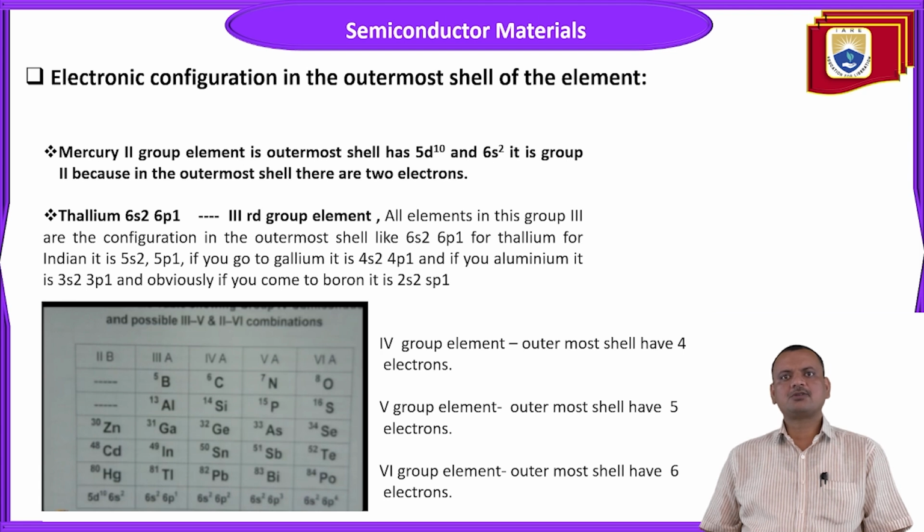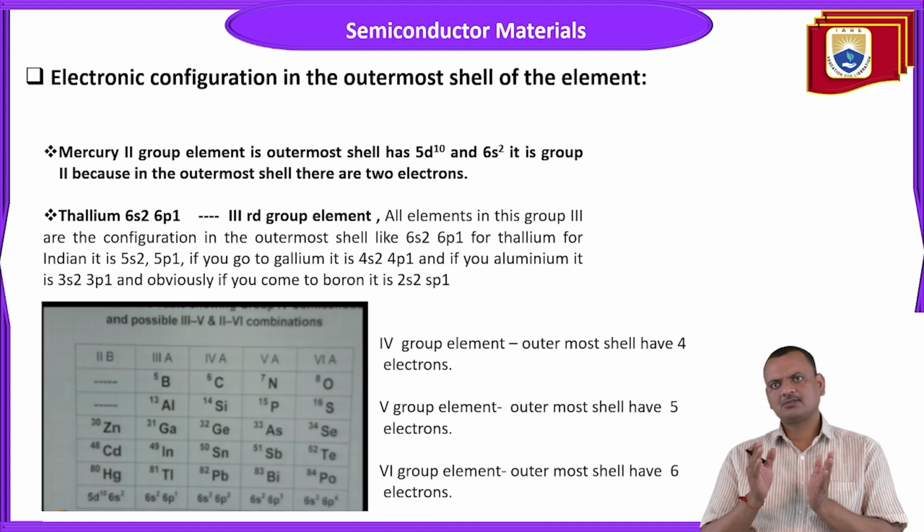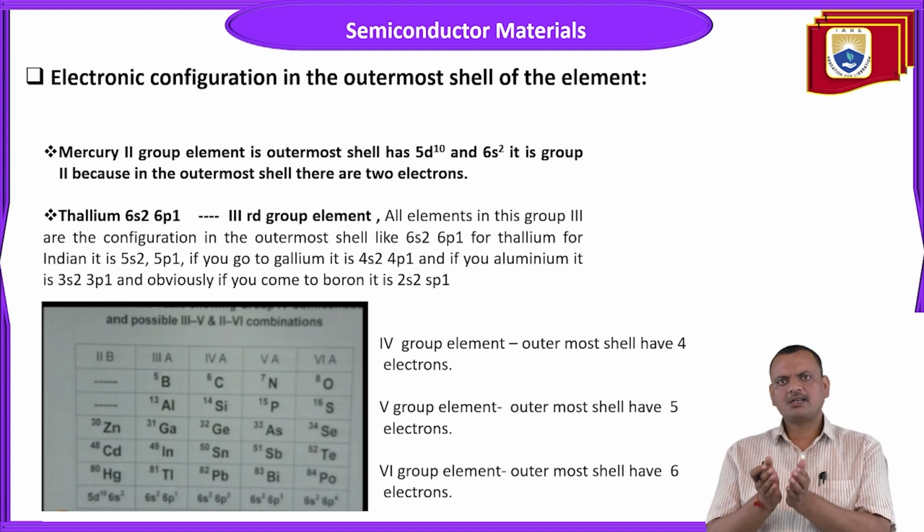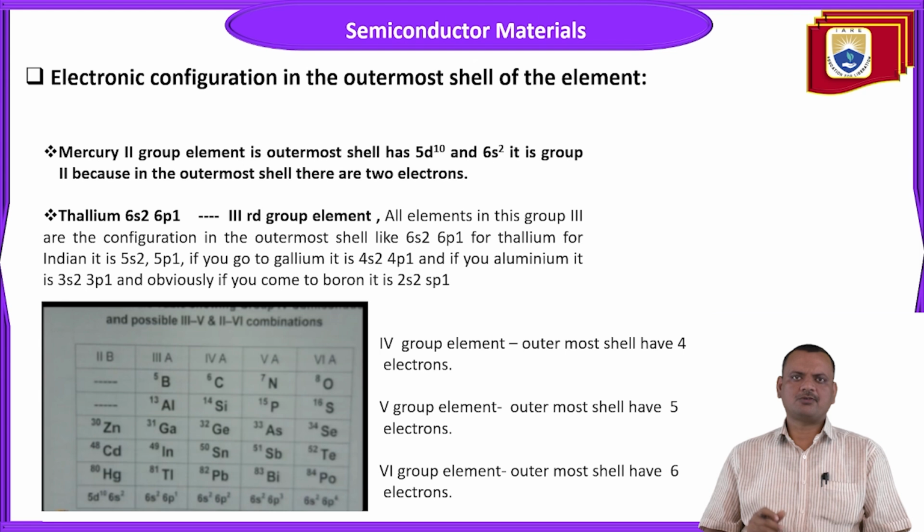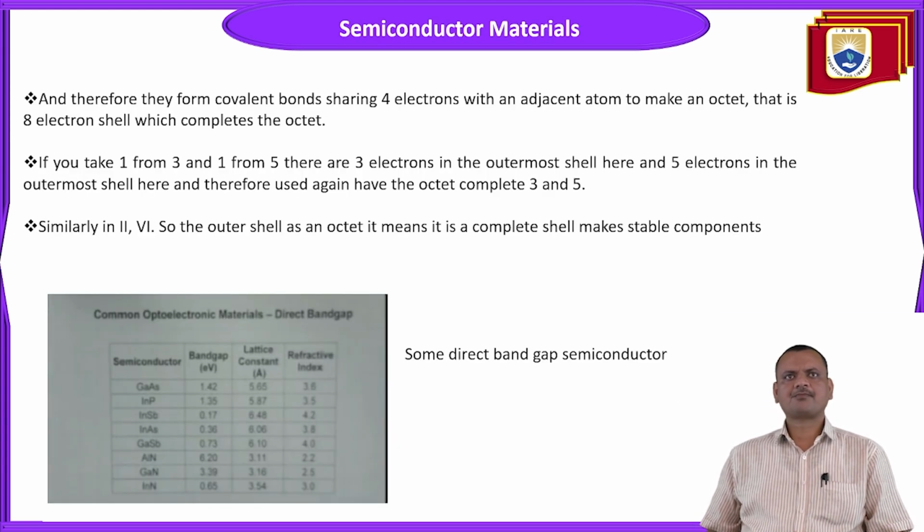Cadmium telluride, zinc selenide. So a combination of this second group element with a sixth group element will also create a stable compound because their octet will complete. And once you measure their conductivity or their band gap, they will also come under the semiconductor range. So that's why these things are important.